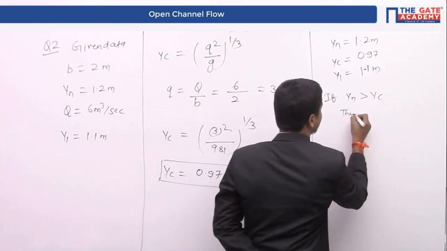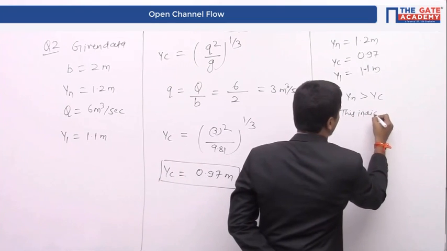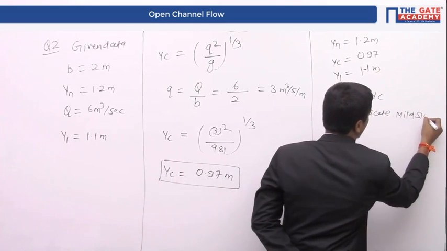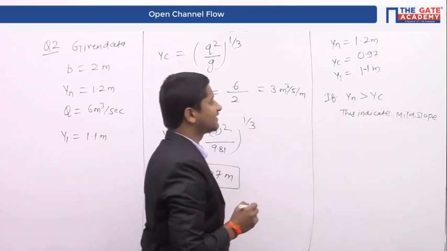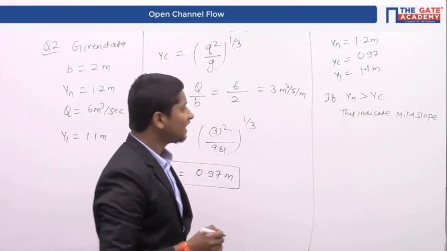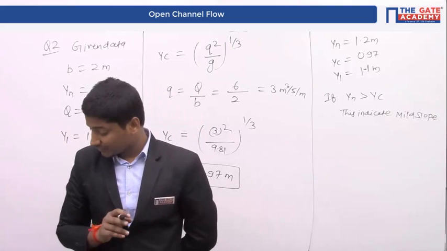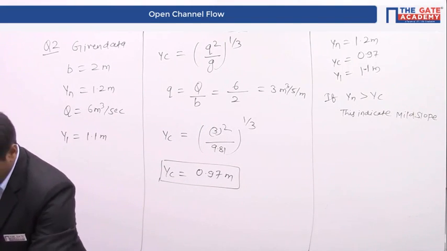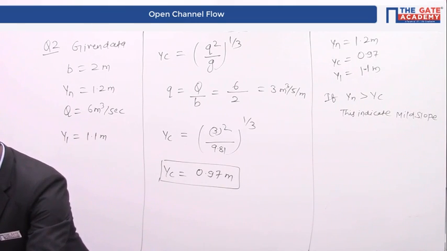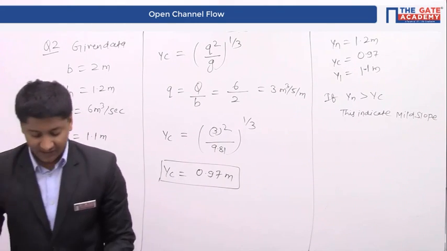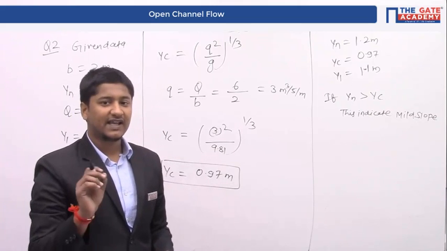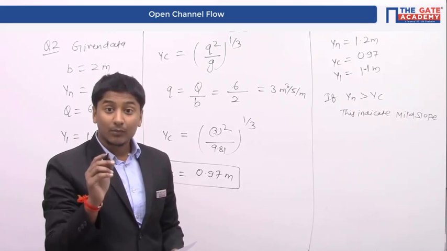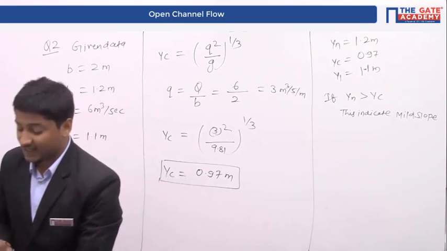This indicates mild slope. Now, what are the options given in this question? The options given are S2, M2 or M3 or S3. So in this they are not asking whether it is a mild or steep. They are asking specifically whether it is an M2 or M3 inside mild slope.